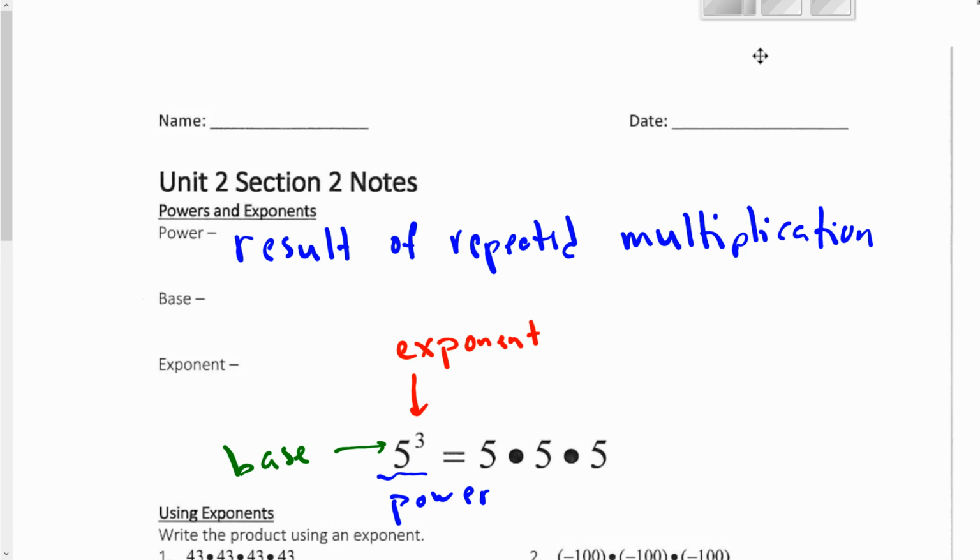In Unit 2, Section 2, we are looking at powers and exponents. So this is something you've probably seen a little bit of before, but we'll probably go more in depth than you have in the past. So the first thing we need to do is define a couple things.